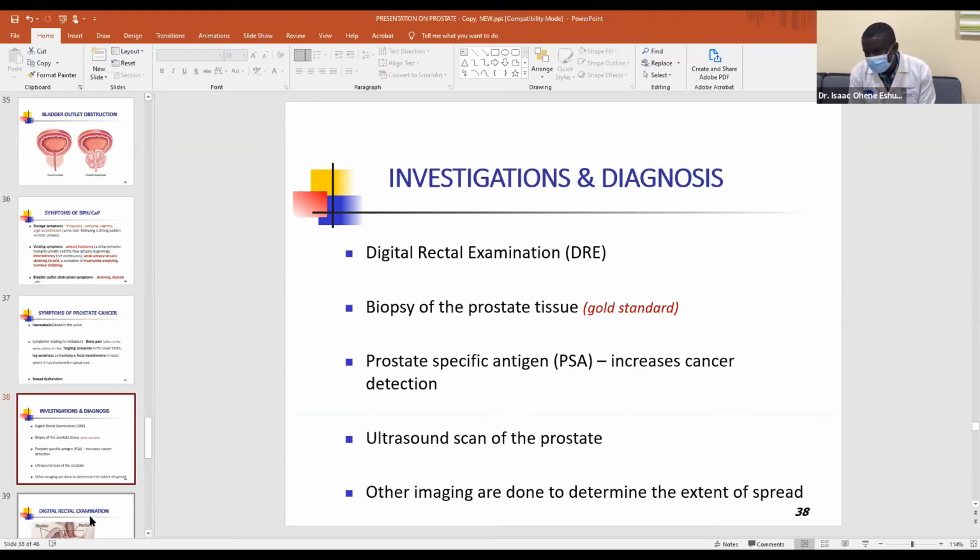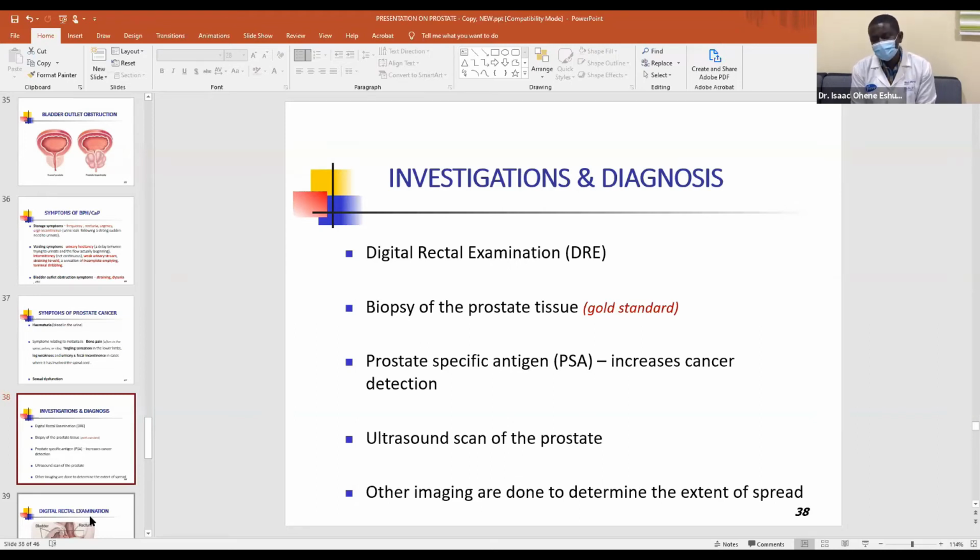So that's the gold standard. I mean, the PSA will give us an idea, but for the biopsy, we take tissues from the prostate or portions of the prostate and we submit them to the reference labs for histopathology. So prostate biopsy is the gold standard. Then the common screening test we do is the PSA, that's the prostate specific antigen.